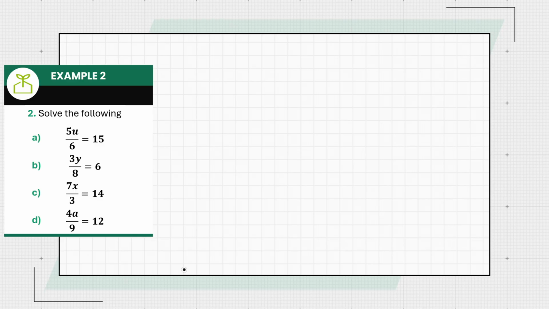Right, let's get started. So for our first one, A, we have 5u over 6 is equal to 15. So let's multiply both sides by the denominator, times 6 and times 6. On this side, we're left with 5u. On the other side, we're left with 90. So in this particular situation, now we have to divide both sides by 5. We get u is equal to 90 divided by 5, which is 18.